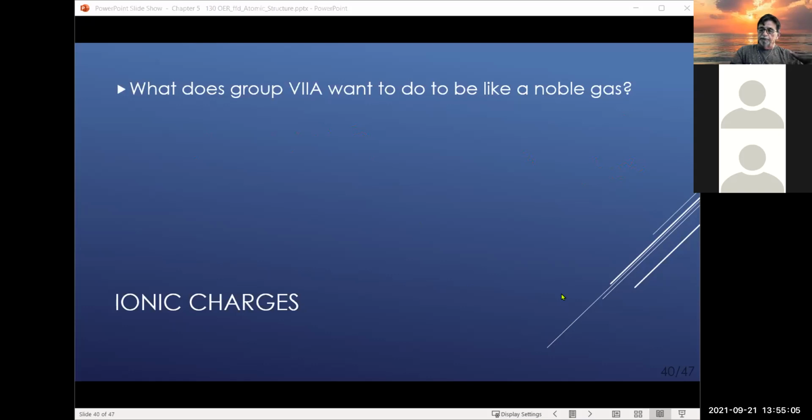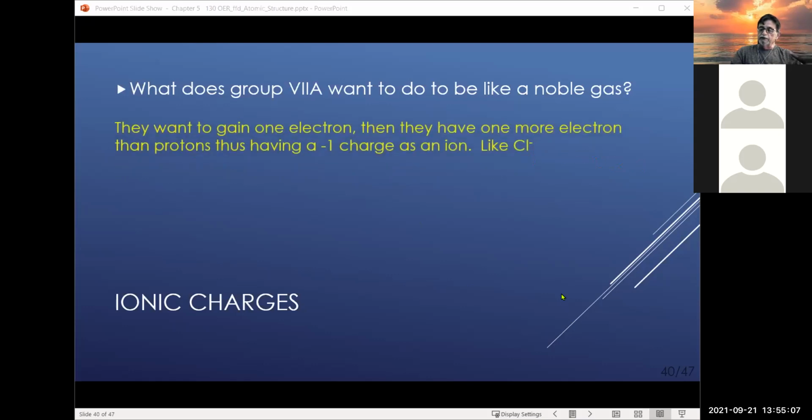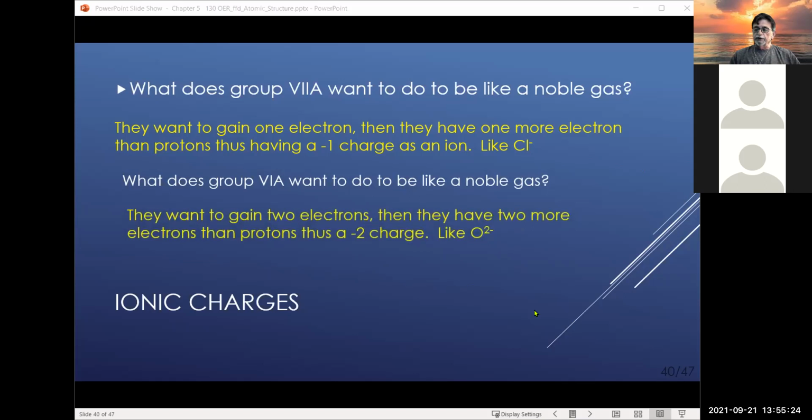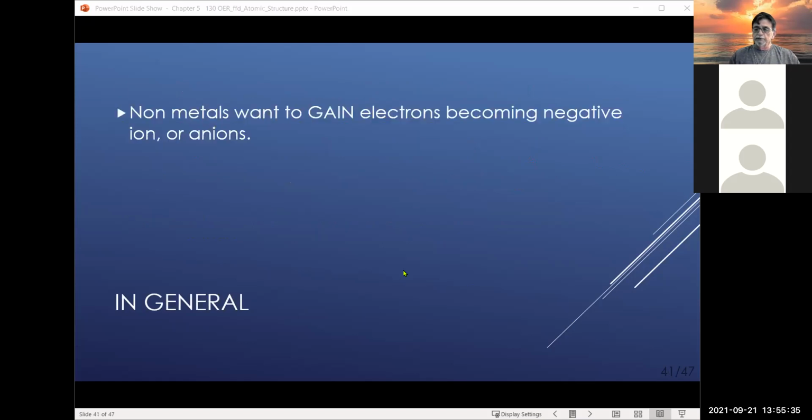Group 7A, by gaining 1 electron, now has the same number of electrons as the noble gas in front of it. So they end up with a negative charge, like chloride. And then group 6A gains 2 electrons, like we talked about, so oxygen now becomes oxide. Notice the name change. Chlorine became chloride. Oxygen became oxide.